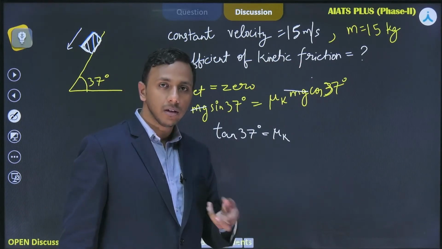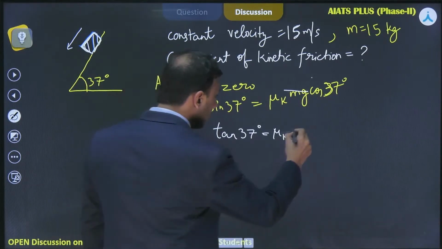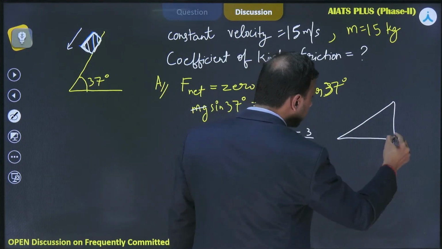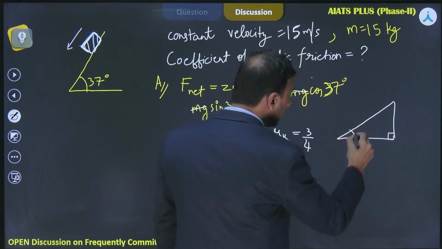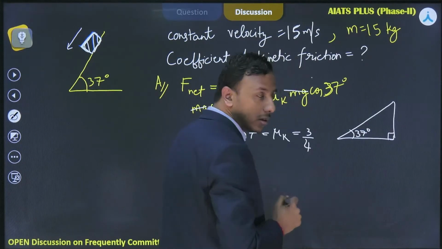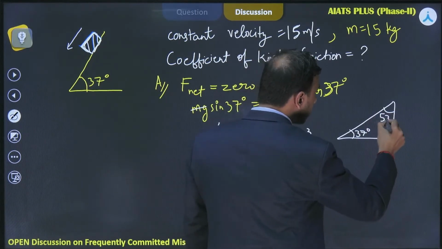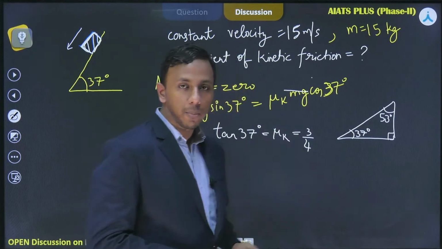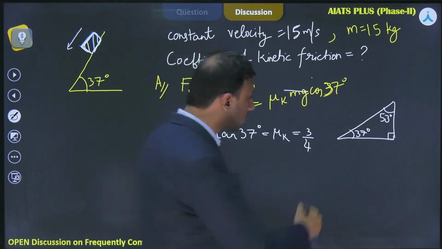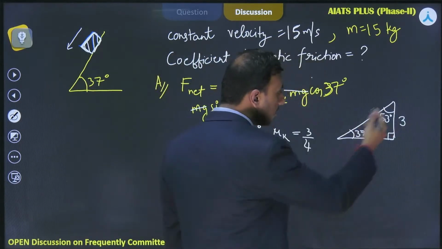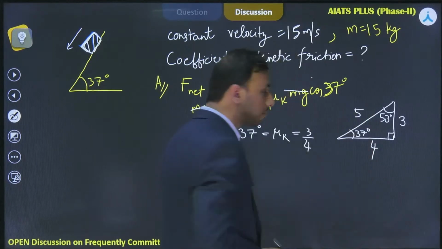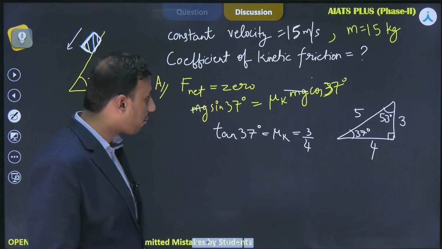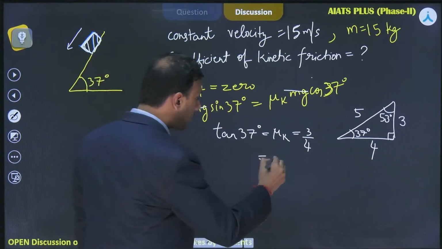So mu k will be tan 37. Tan 37 is how much? 3 by 4, isn't it? If you want, please remember this right angle triangle as well, okay? So let's say this is 37 degree and this is 53 degree, right? Smallest angle 37, the side opposite to it will also be the smallest. 37 opposite 3, 4 and 5, right? So tan 37 is 3 by 4. 3 by 4, if you solve it, it will come 0.75, right?